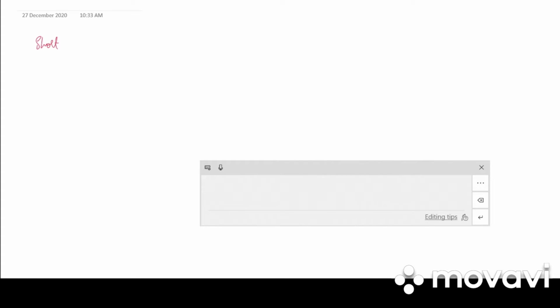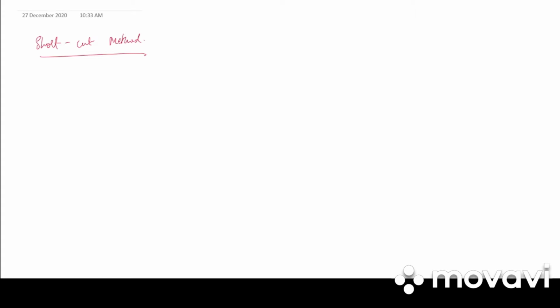Good morning, students. So let's continue with our chapter, that is correlation. Write down the next one, shortcut method. So how do we find coefficient of correlation in shortcut method? Write the formula.